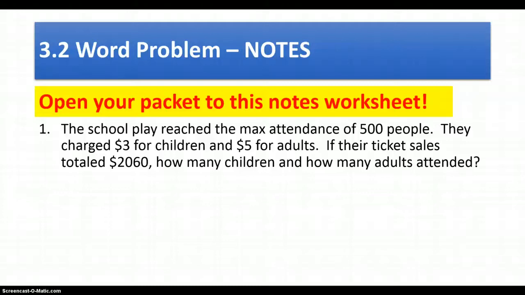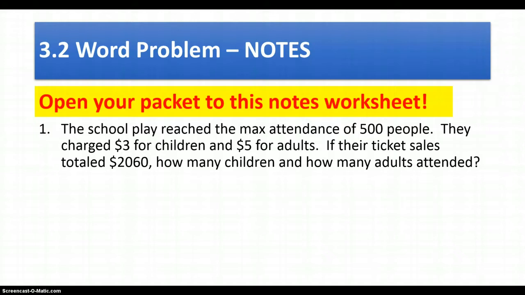Hello, Algebra 2 students. Today we are going to be taking a look at word problems that correlate to your substitution and elimination, systems of equations types of problems. The first thing I want you to do is open your packet to this note worksheet. It is in there following the bookwork that you did yesterday. So this follows along, so you do not need to write down all of these word problems. Okay, so once you've opened up your packet, let's get started.